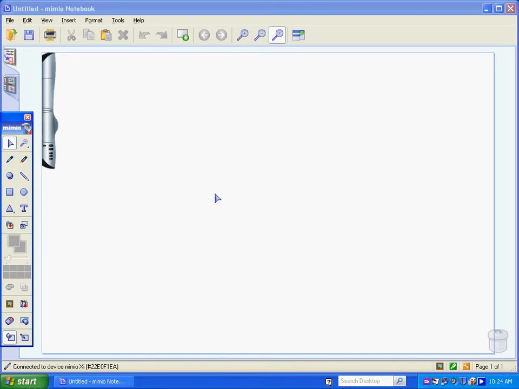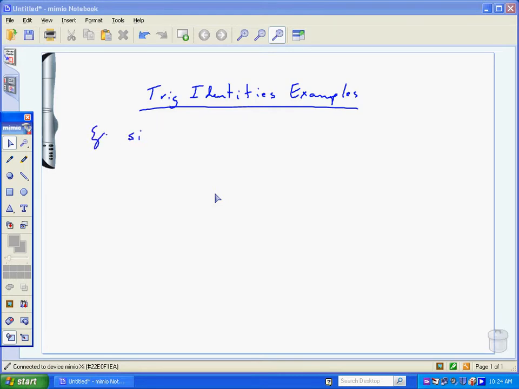So now, for some examples of our trig identities, let's just call this trig identities examples. And I'll probably do, I don't know, 5 to 10 of these. I don't know exactly how many I'll do. But the first one, let's just go to our assignments here. Example.